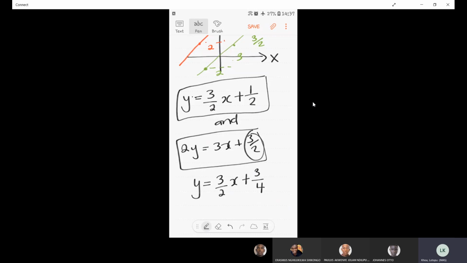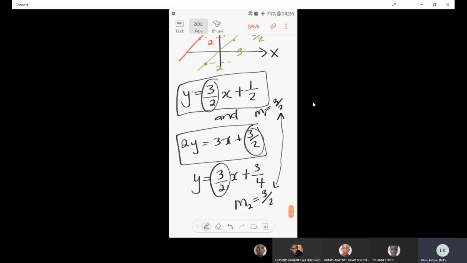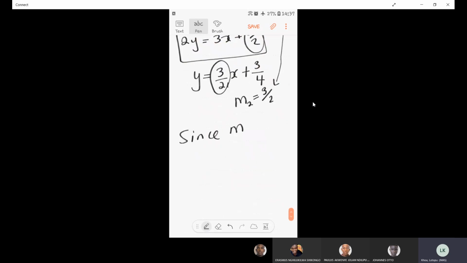Then I look at the coefficients of x. The coefficient of x in the first one is 3 over 2, so m is 3 over 2. I'll call this one m1. And over here the coefficient is 3 over 2, so m2 is 3 over 2. These two are equal, it means they have the same gradient. So we say since m1 is equal to m2, the two lines are parallel.